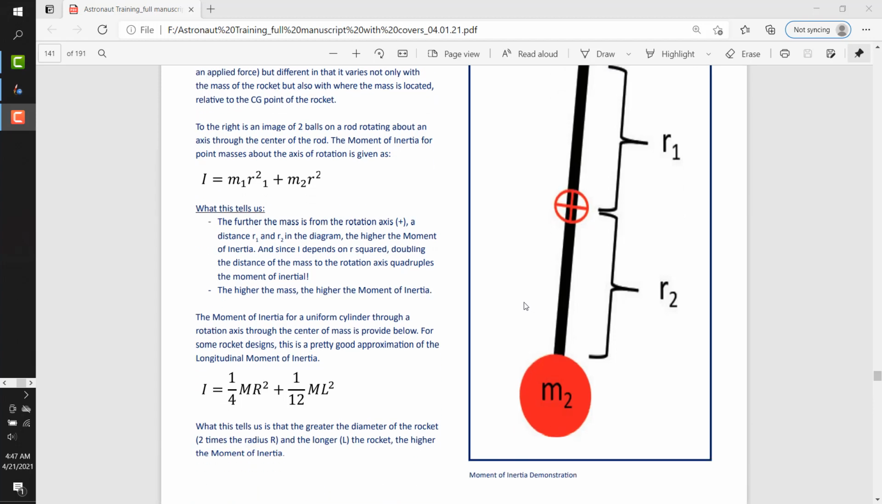The moment of inertia for a uniform cylinder through a rotation axis through the center of gravity is provided right here. And for some rocket designs, this is a pretty good approximation of the longitudinal moment of inertia. So what does this equation tell us? It tells us that the greater the diameter of the rocket, or the radius of the body tube, and the longer the rocket, here's L the length, the higher the moment of inertia. So if you really want to create a rocket that will resist a horizontal wind force, you want to maximize the diameter of the body tube and the length of the rocket.